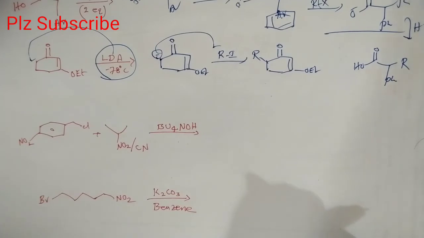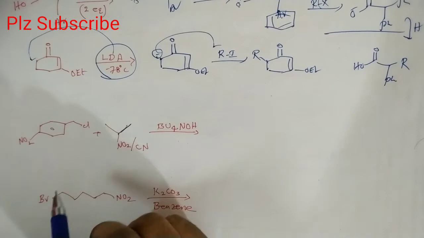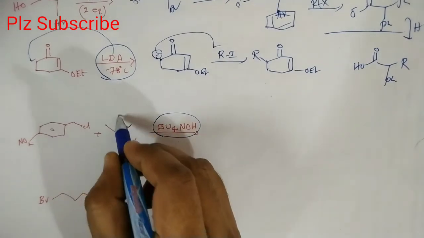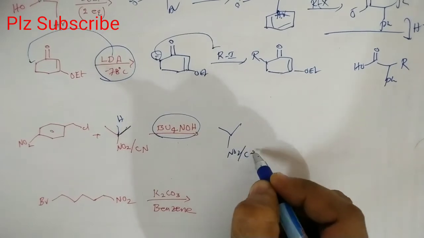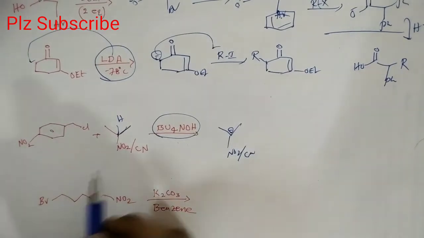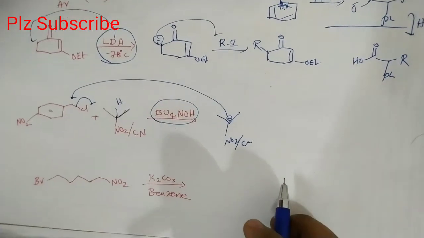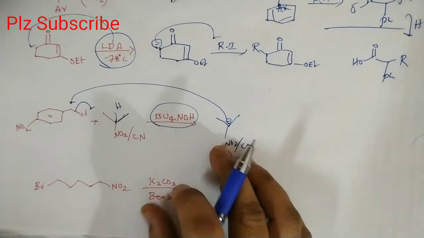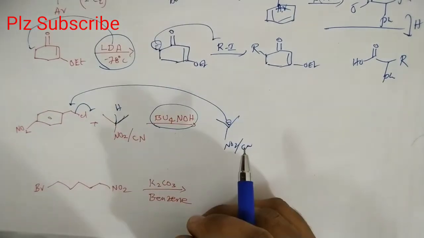Next, this is a nitro compound or cyano compound. It is a base that removes the hydrogen from this carbon. So we will get the NO2, that means a CN, negatively charged carbon. This attacks on this carbon, and nucleophilic substitution takes place. Carbanion formation, that means acting as a nucleophile. Then further, an SN2 type reaction.